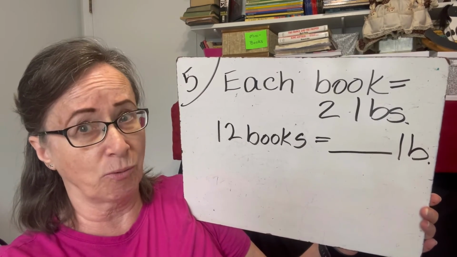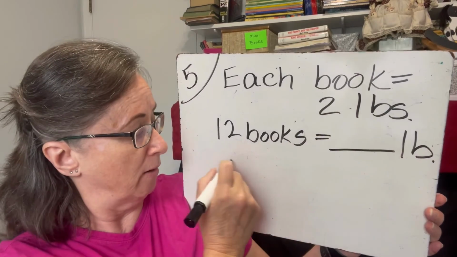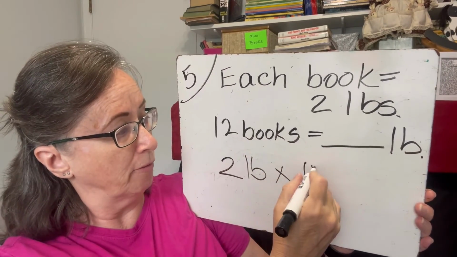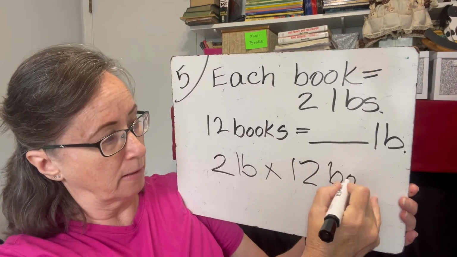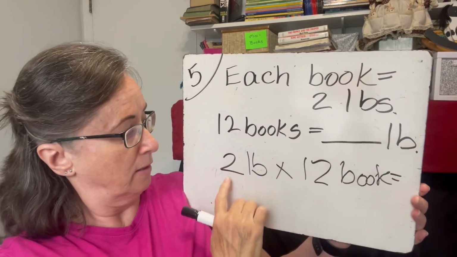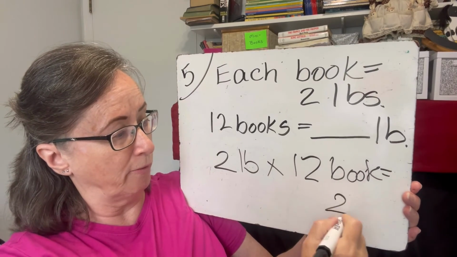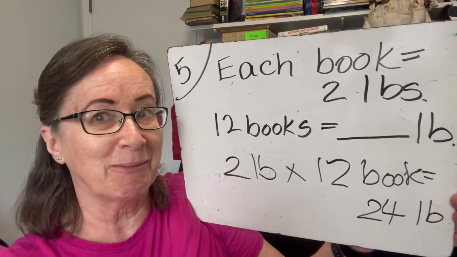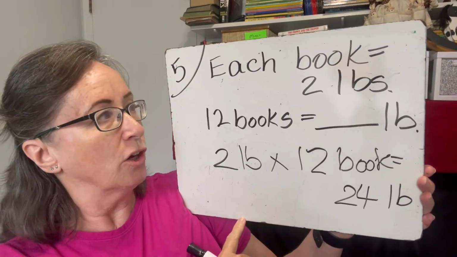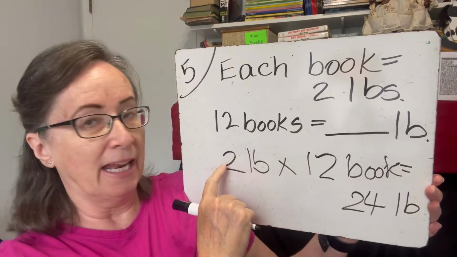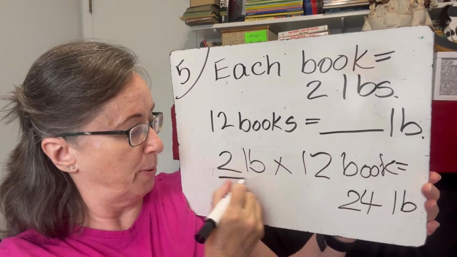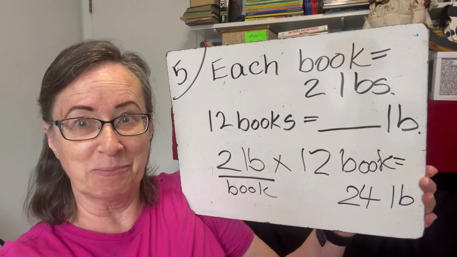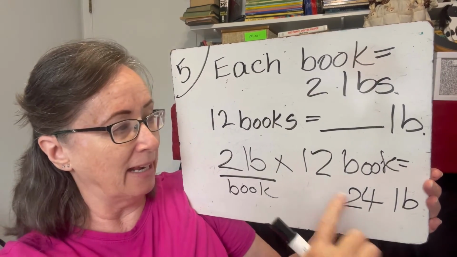She's carrying a lot of weight, okay? So 2 pounds for each book times 12 books is 2 times 12, or 24 pounds. Now, let's go apply what we just learned in this section. Could we say that it's 2 pounds per book? That's what that means, right? Each book is 2 pounds. And there are 12 books.